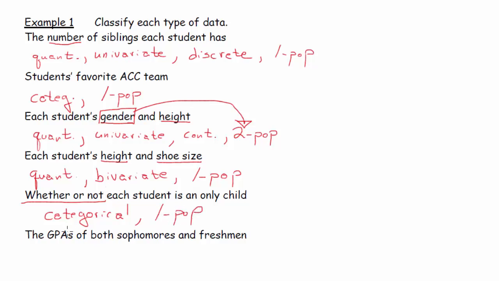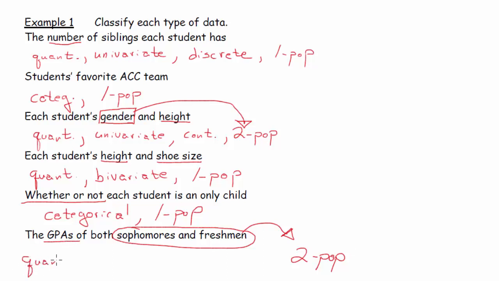So next we have the GPAs of both sophomores and freshmen. Here we have two groups, sophomores and freshmen, so this tells me that we're going to be two population. GPA here is a number, so this is quantitative. I'm getting one GPA from each student. Even though there are two groups of students, each individual observation, each student, is just giving me one GPA, so this is univariate.